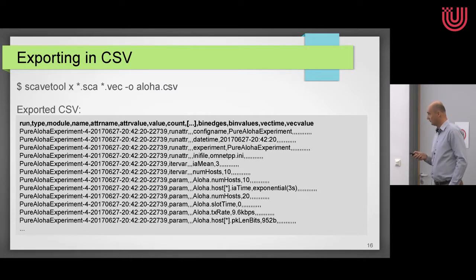Okay, so when we use the Scave tool to export in CSV format, this is a sample of what you get. You can see that there are lots of columns, and the trick is that not all columns are used. There are several different row types, and not all columns are used for all row types. You can see that at the end of the lines there are lots of empty columns. So what do these rows mean?